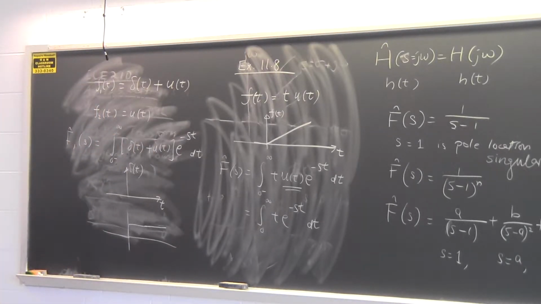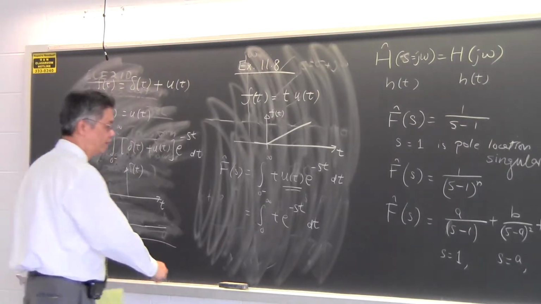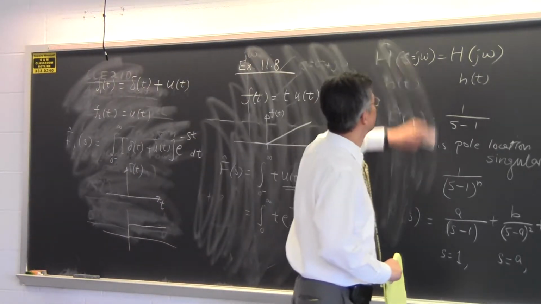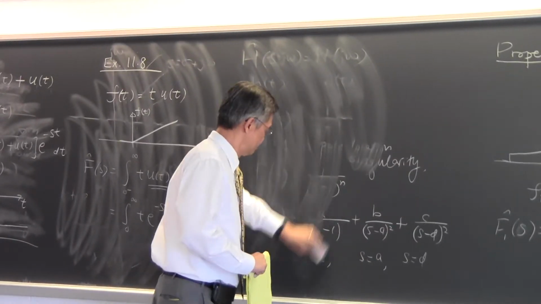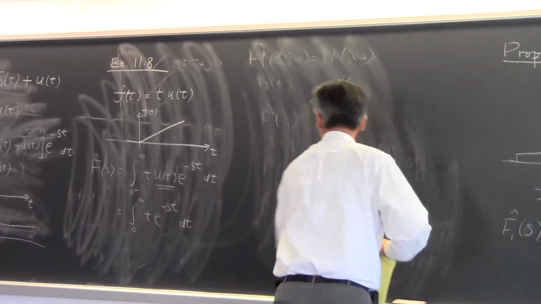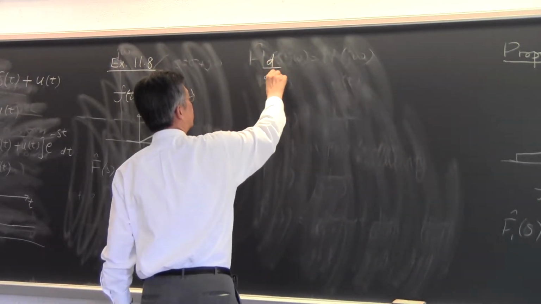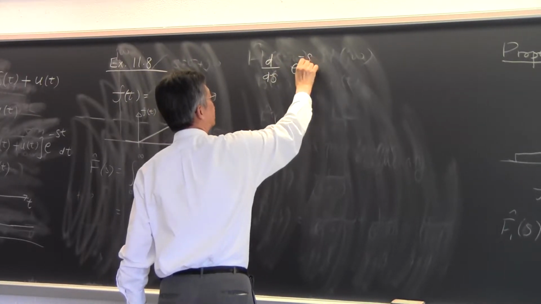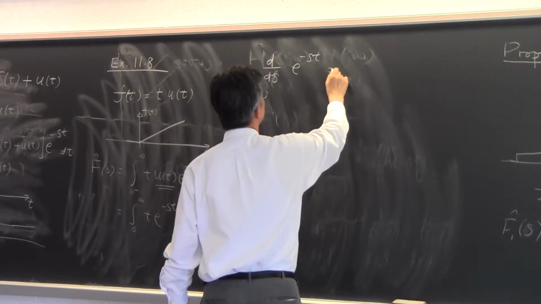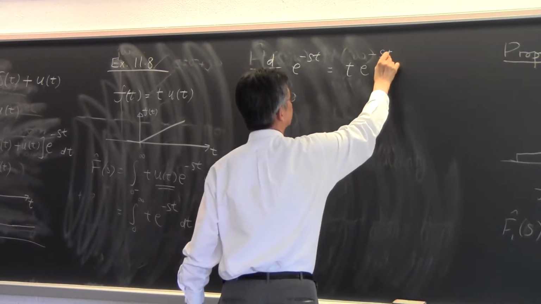There are two ways you can integrate this. Can you mention the two ways that you can integrate this? Integration by parts is one way, and the other way is? Yes? Okay, the other way is to use the derivative rule, by noticing that d/ds of e to the minus st is equal to minus t e to the minus st.